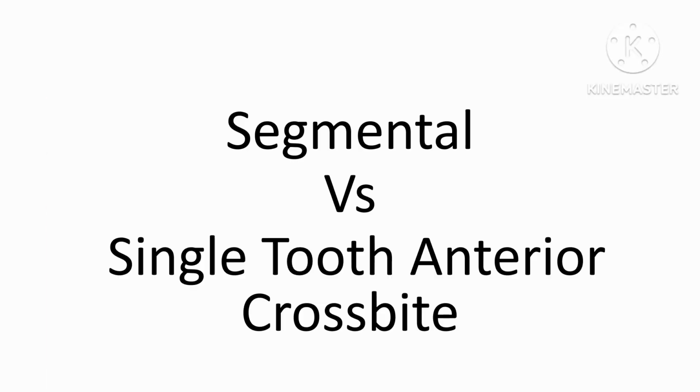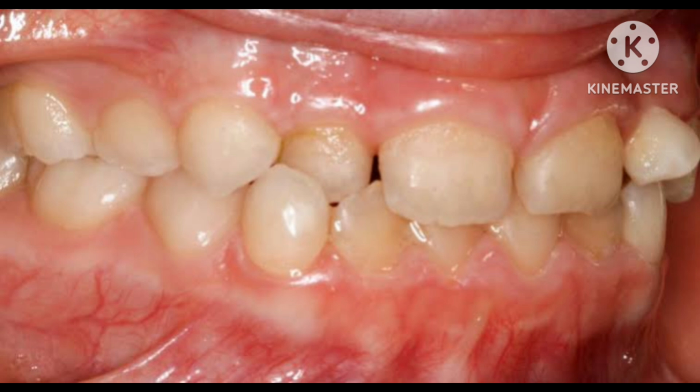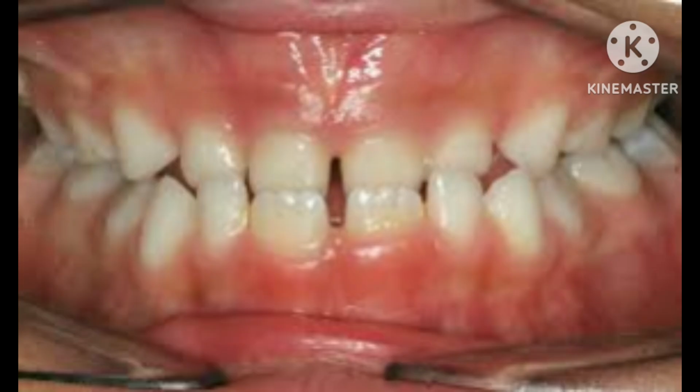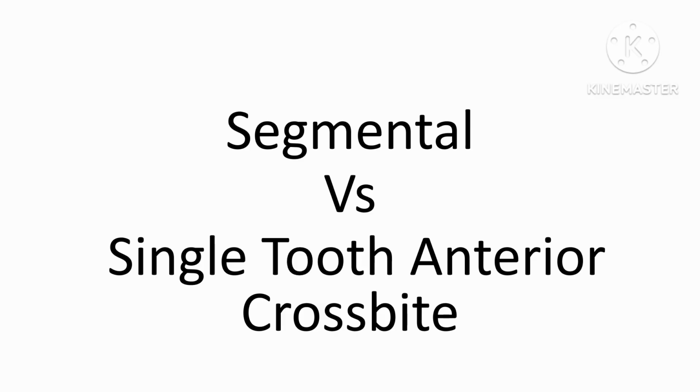We may also classify anterior crossbite as a single tooth crossbite or segmental crossbite. In case of single tooth crossbite, only one tooth is involved, usually a maxillary incisor. The causes are usually localized issues. On the other hand, segmental crossbite involves more than one tooth, usually a group or a segment of upper incisors, and it is due to skeletal or arch size issues.